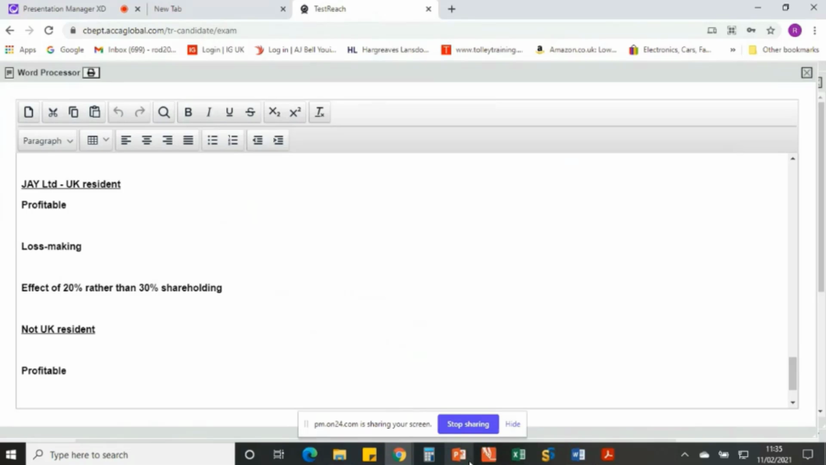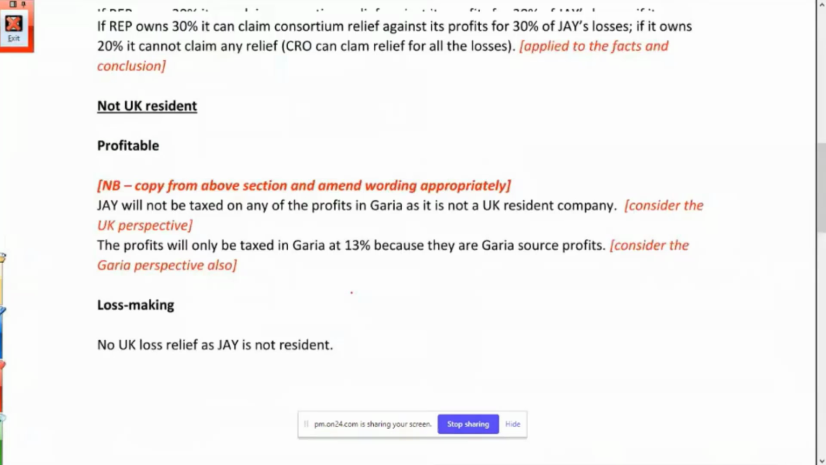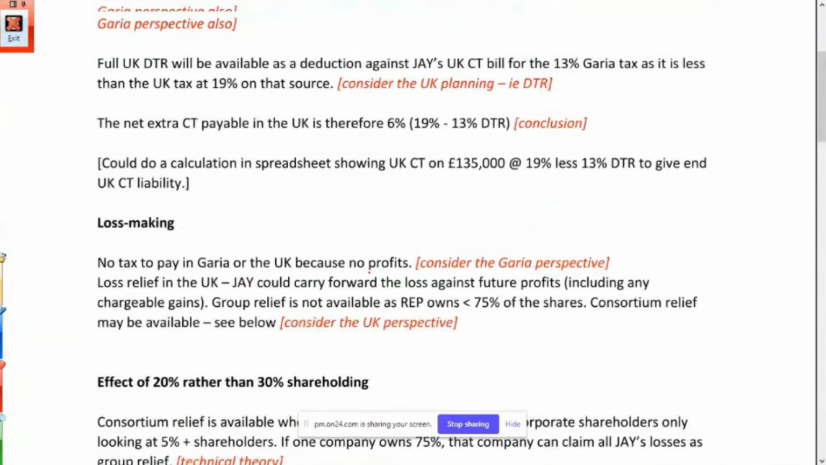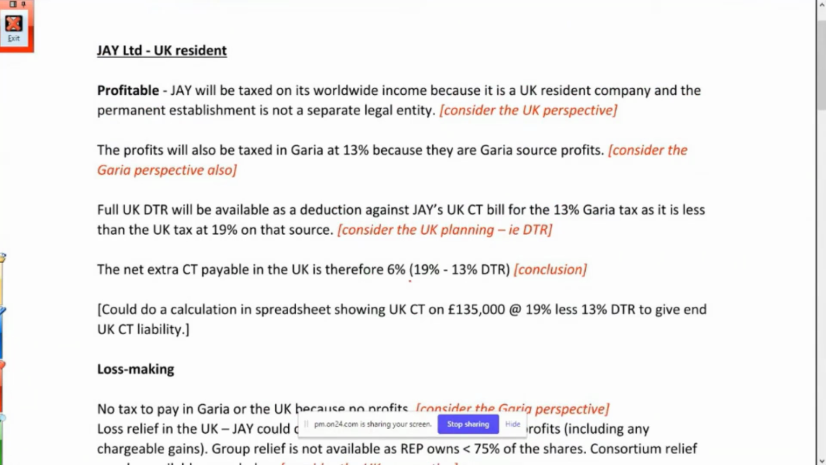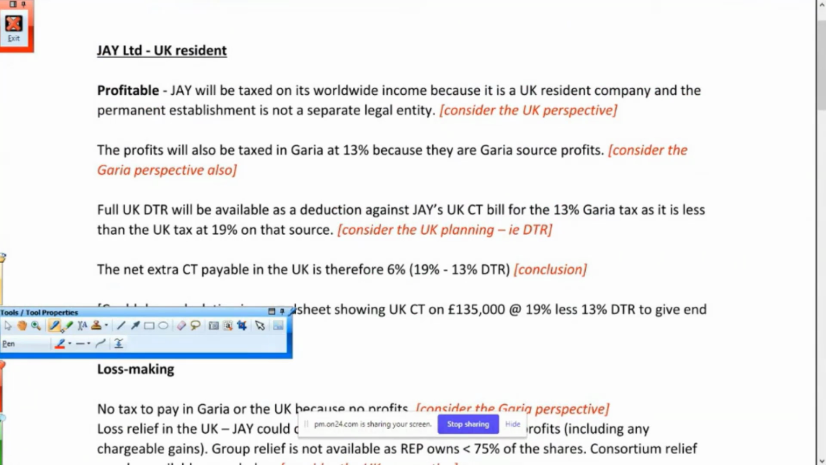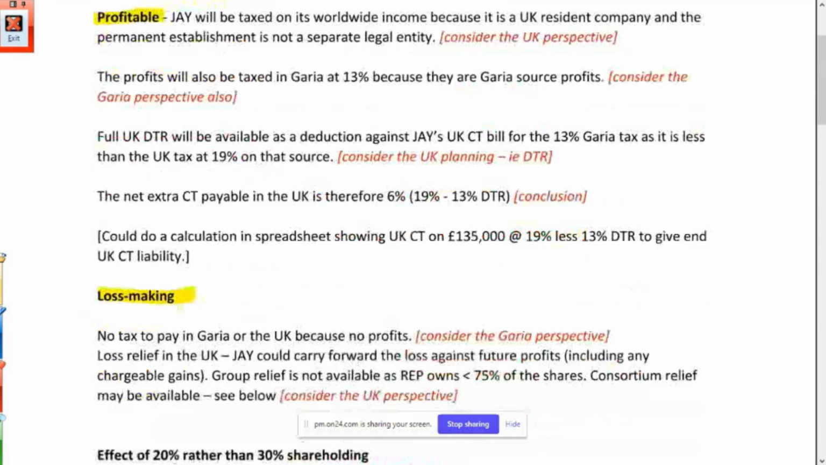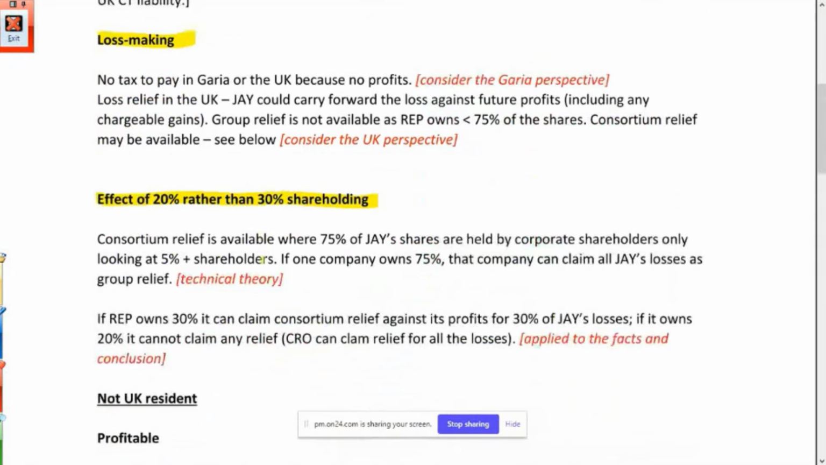So now what I'm going to do is switch to a different program, where I've produced the answer. I haven't produced this on the software because I wanted to use color and add in things to make the point. But what I've got here, just to show you, is the exact same structure I had before. So there's J as UK resident, there's profitable, loss-making, and the effect of 20 or 30% shares. These are my subheadings. And not UK resident.